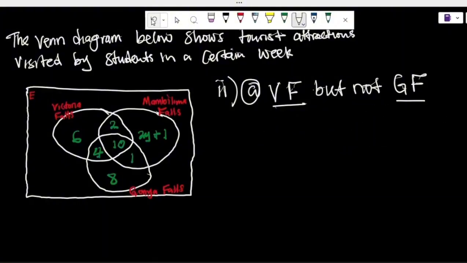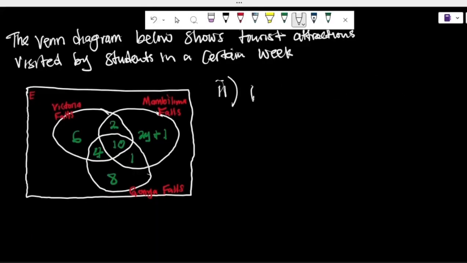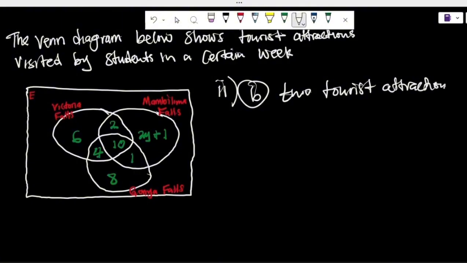Now, part B for this particular question is saying, how many students visited 2 tourist attractions only? So how many students visited 2 tourist attractions only? So how do you deal with this?